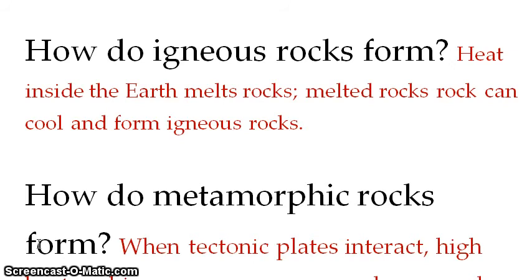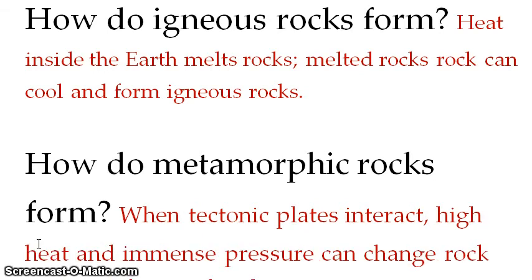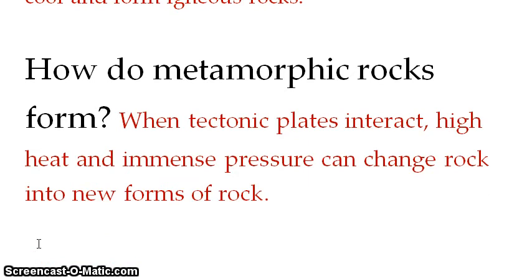And looking at the answer to that, heat inside the earth is going to melt down the rocks so they can cool, and then they form into igneous rocks. And we look at our second question here: how do metamorphic rocks form? When tectonic plates interact, high heat and immense pressure can change them into new forms of rocks.